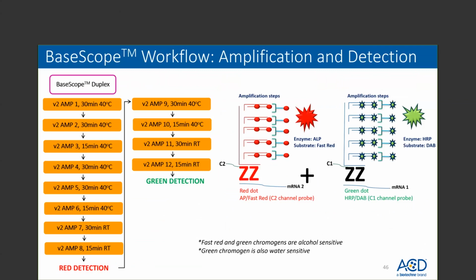The BaseScope duplex assay, similar to the RNAscope duplex assay, has sequential detection of the red and green chromogen. Following AMP1 through AMP8, the channel 2 target is detected first using the ALP fast red chemistry. After red detection, AMP9 through AMP12 are required for green detection. The green chromogen detection is HRP-based and will detect the C1, channel 1 target.